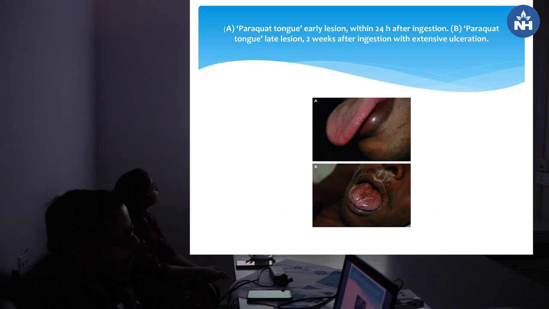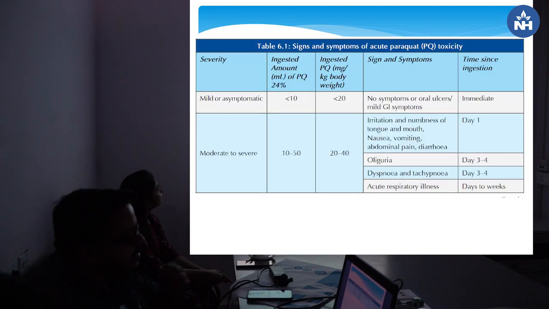This is the image showing the paraquat tongue. The first image is the early lesion within 24 hours of ingestion, and then the late lesion 2 weeks after ingestion with extensive ulceration.